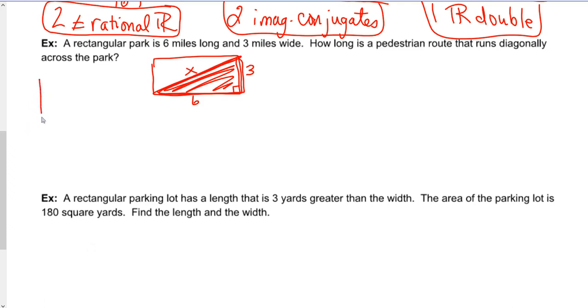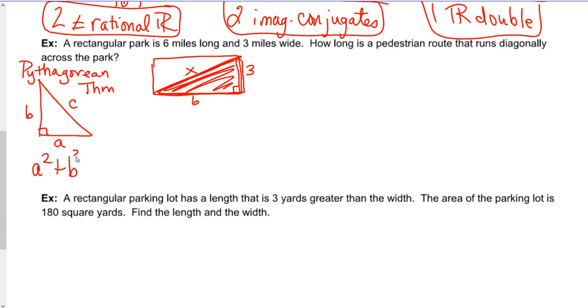And I'm going to do it over here on this side. Given a right triangle and having legs A, B with a hypotenuse of C, the Pythagorean Theorem states that given two sides, you can always find the third by a squared plus b squared equals c squared. And so that is what we're going to use here in this problem in order to figure out the answer for how long that pedestrian route is diagonally across the park.